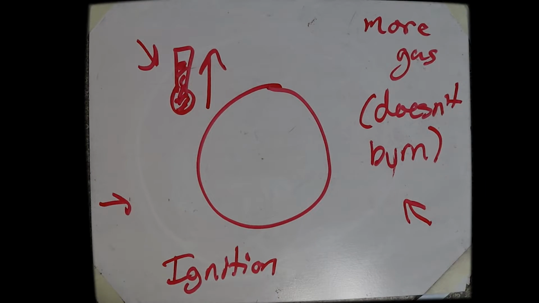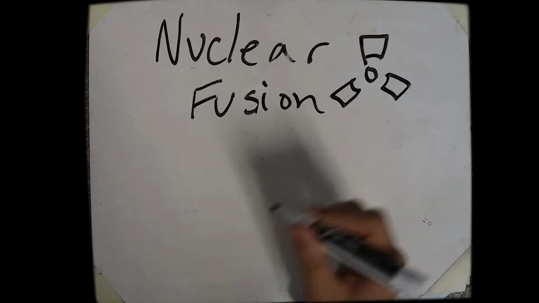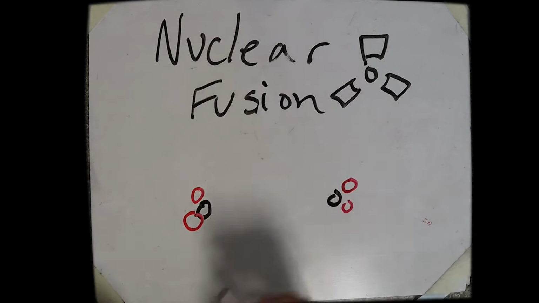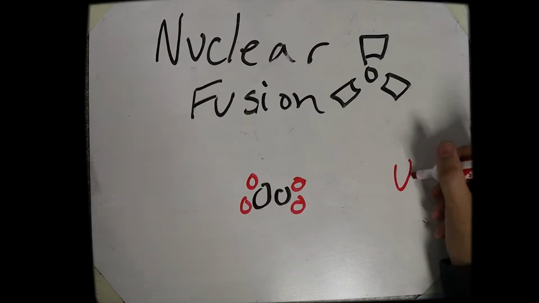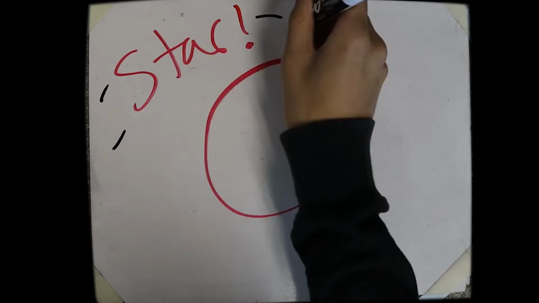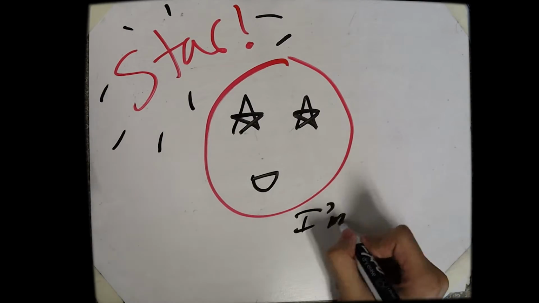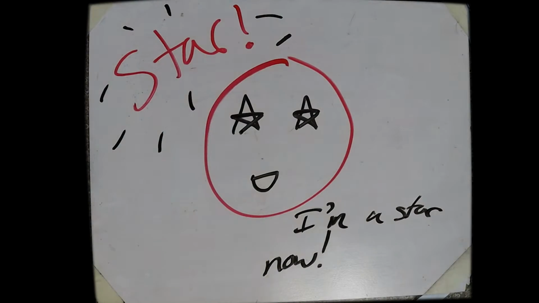Be careful, it's not burning. This is when nuclear fusion begins. That means the gas gets so hot that it merges the elements inside to create new ones. Usually the fuel for these new stars is hydrogen and helium. Now we can call this a star.